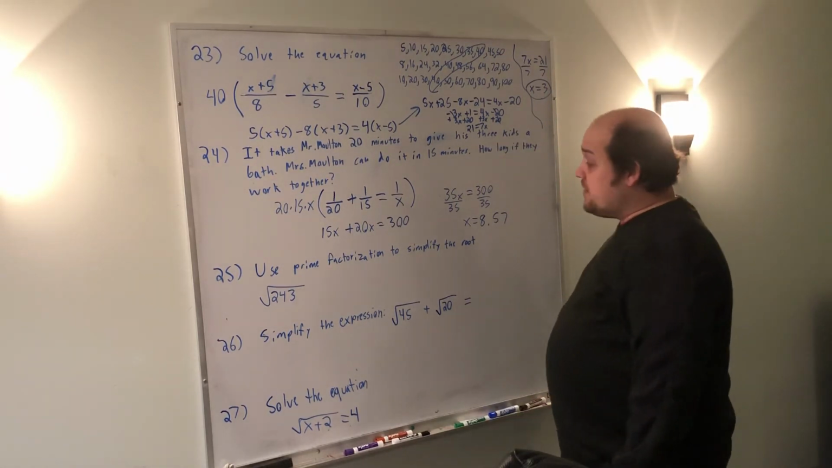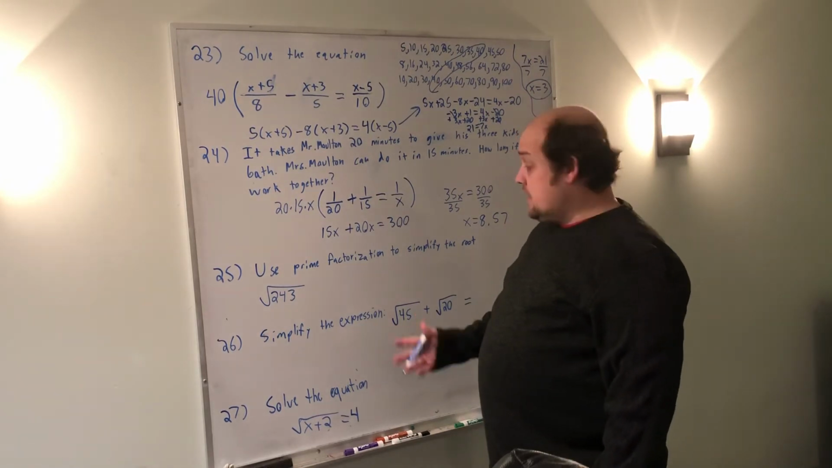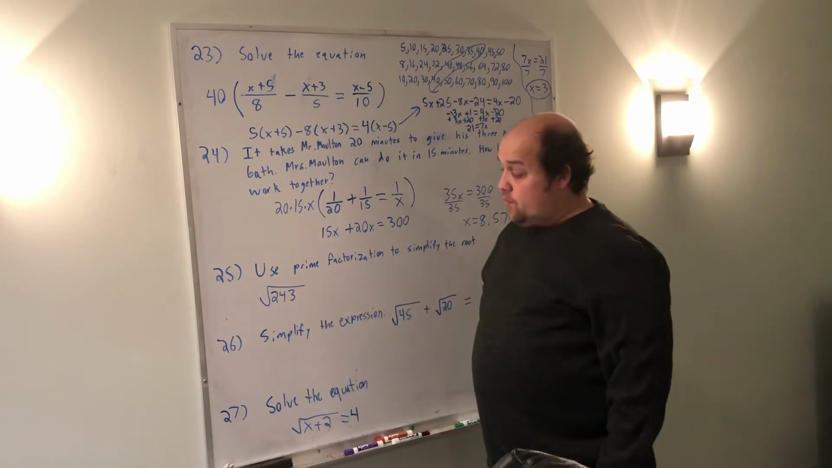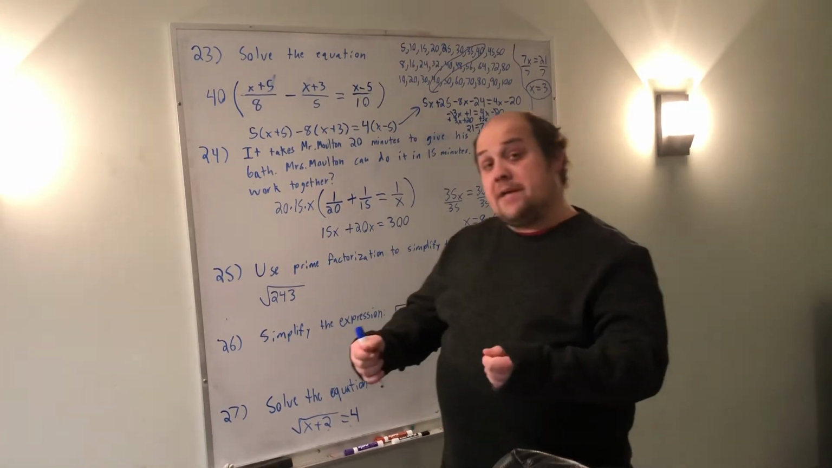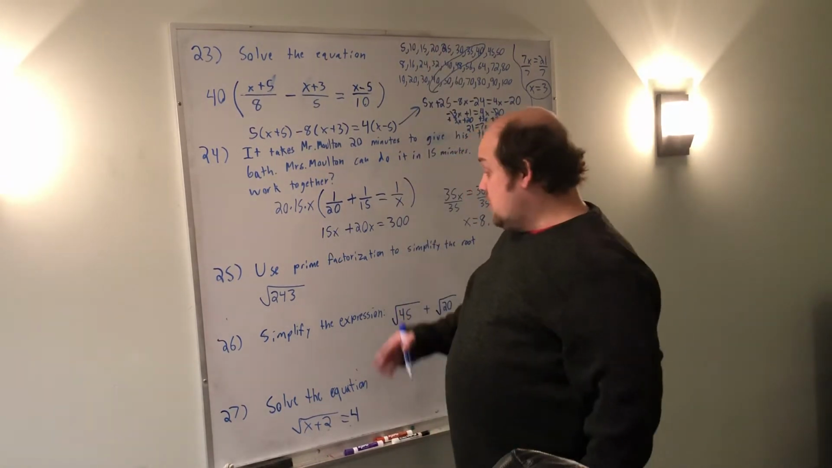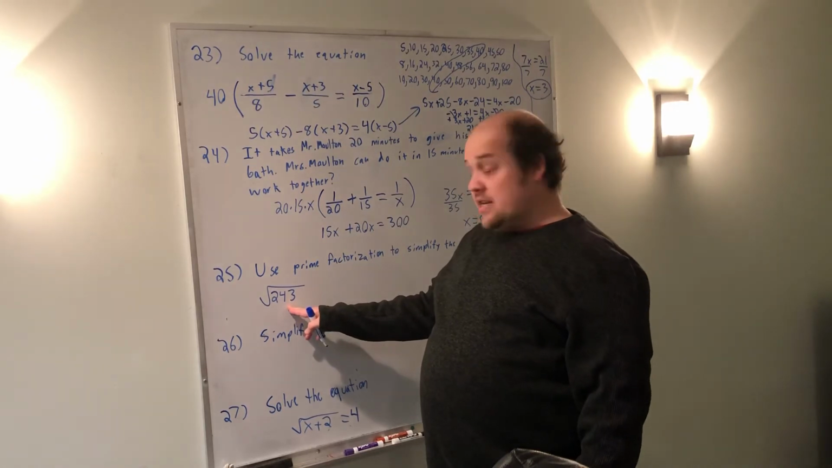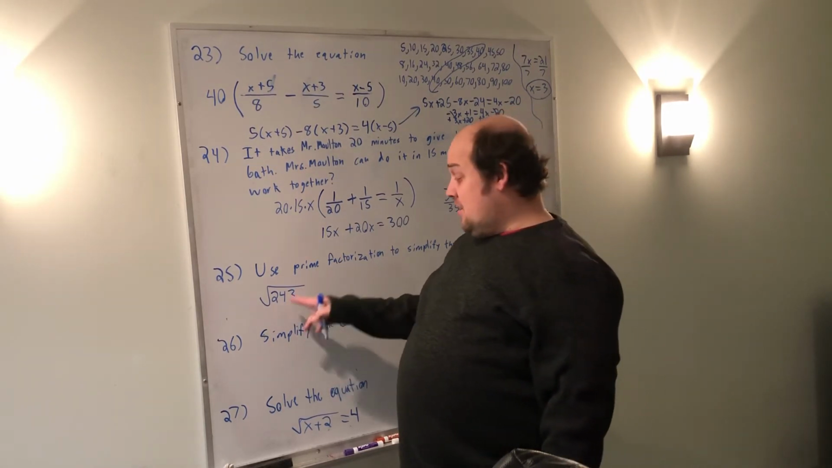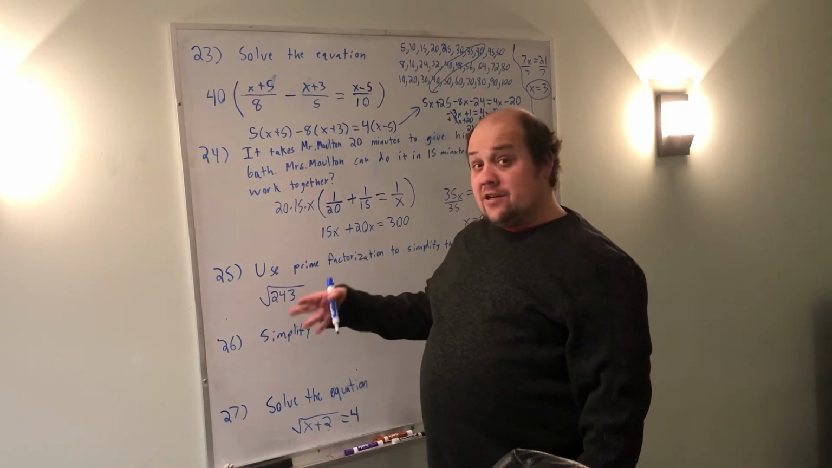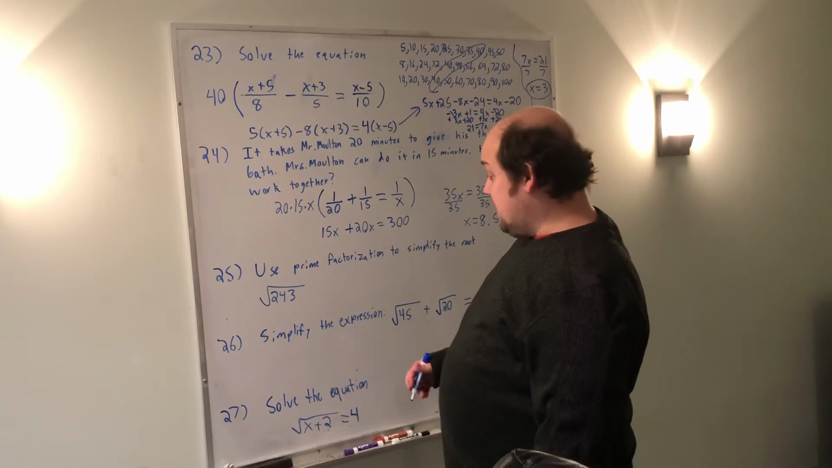Number 25 asks me to use prime factorization to simplify the root. In this case, I'm looking for the biggest perfect square that goes into 243. So I can get out my piece of paper with my perfect squares and cubes, go to that perfect squares list, start by trying to put in 144, doesn't work. 121, close, doesn't work. 100, doesn't work. 81, does work. When I do 243 divided by 81 on my calculator, it tells me 3.